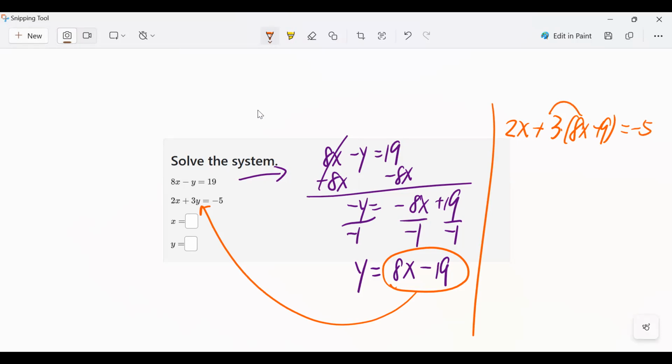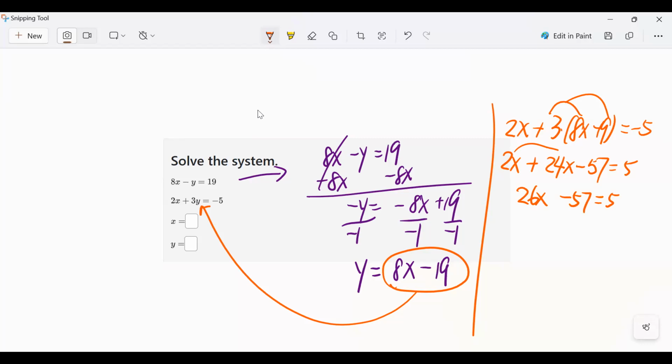So distributing and then combining like terms: 2x plus 3 times 8x, 24x, plus minus 3 times 19 is minus 57, equals 5. Now combine those two. So 2x plus 24x is 26x minus 57 equals 5.